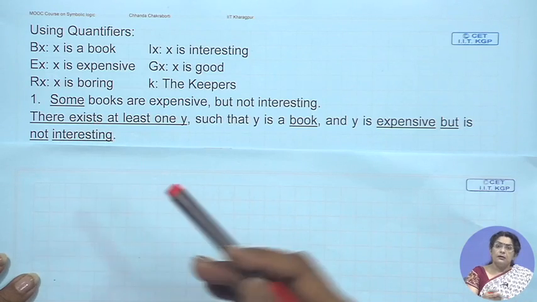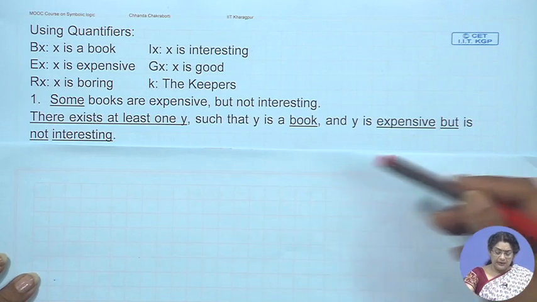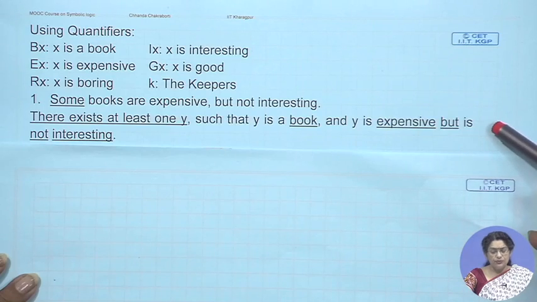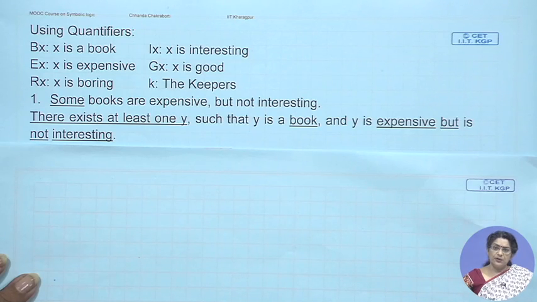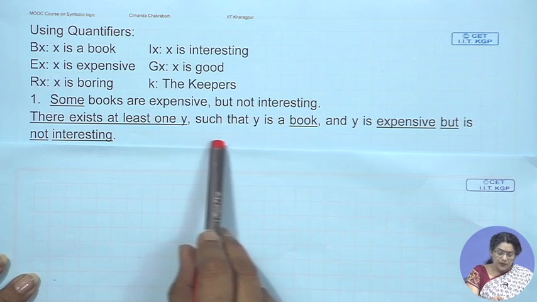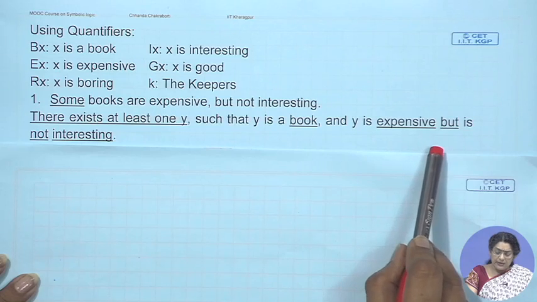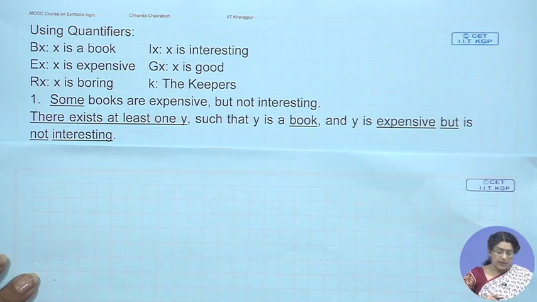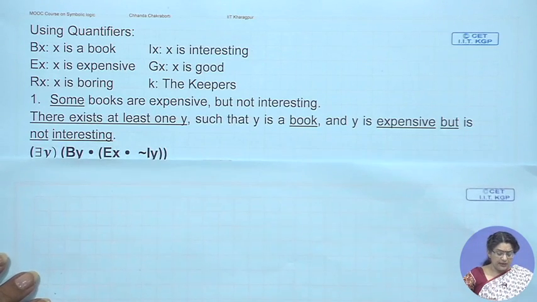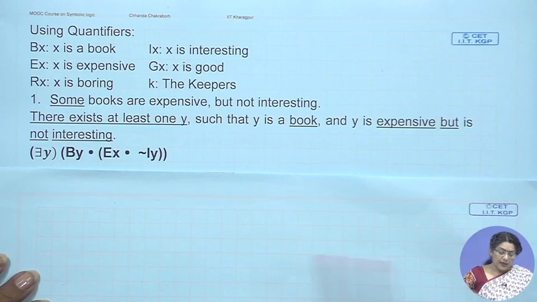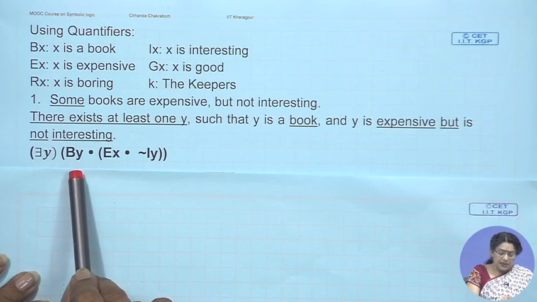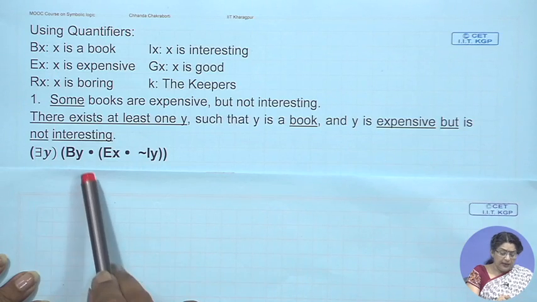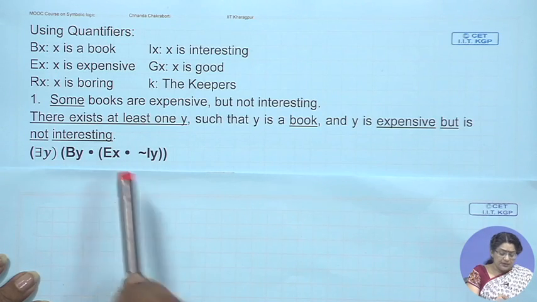So, reading, and I insist upon that, before translation always go through this kind of paraphrase, because you are beginners and you need to see this sentence with the lens of predication. So, there exists at least one y such that y is a book and y is expensive, but y is not interesting. Now comes the symbolization, and that should be very easy. There exists at least one y such that y is a book, right, and x is, sorry, this should be y.